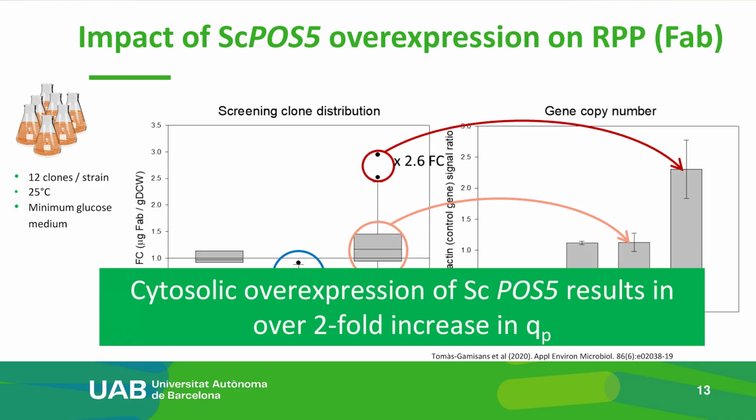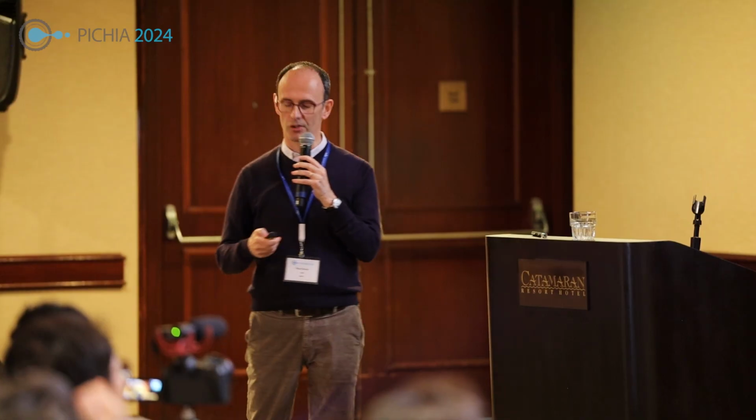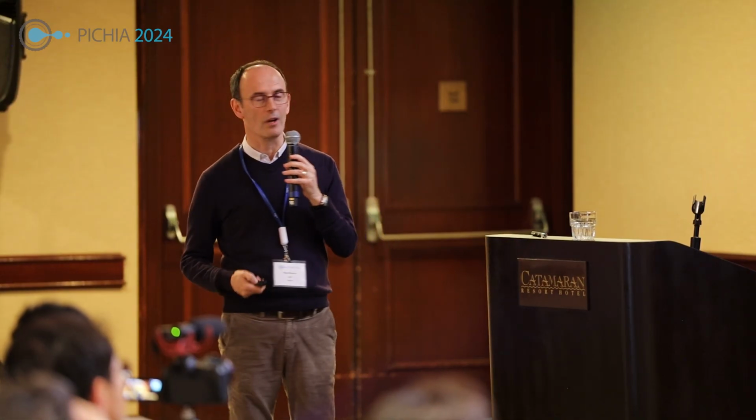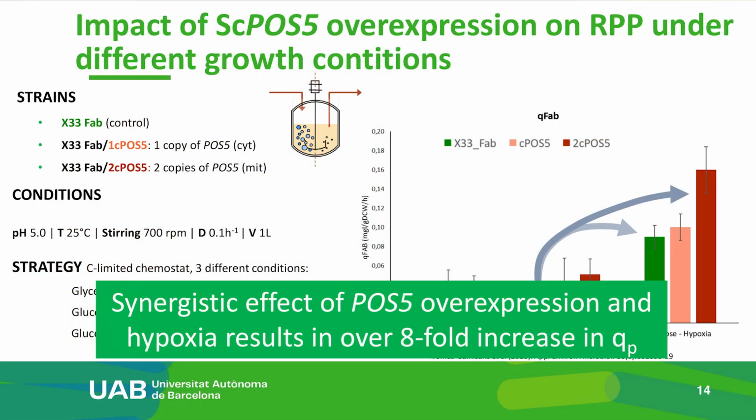If the hypothesis of my student was correct, this effect should be even higher under hypoxic conditions, where you have a surplus of NADH. So we tried that. We took these strains: the control strain with just fat production, 1 copy of POS5, and 2 copies. And we again performed chemostat cultures.